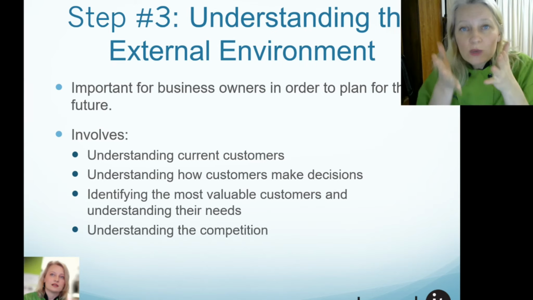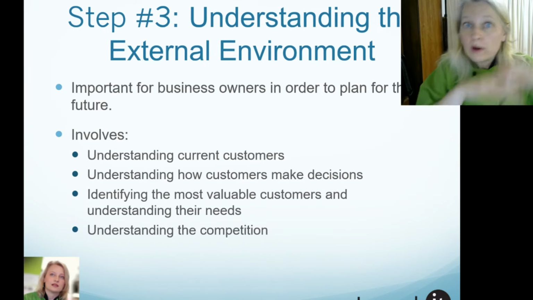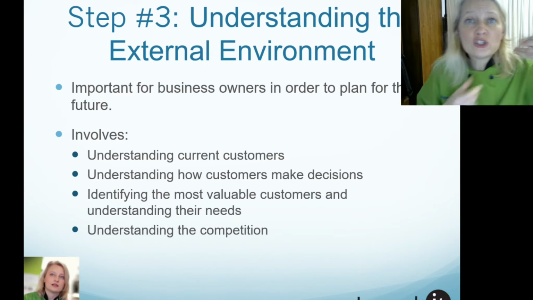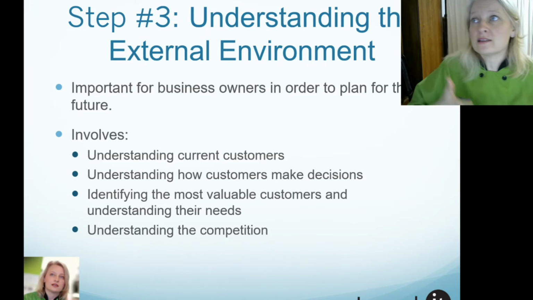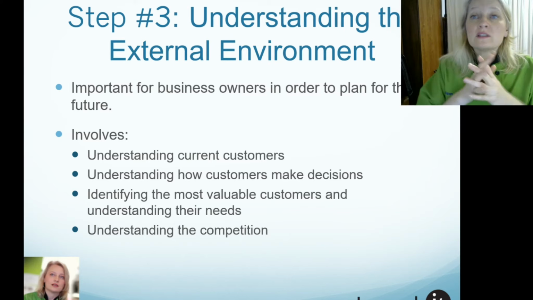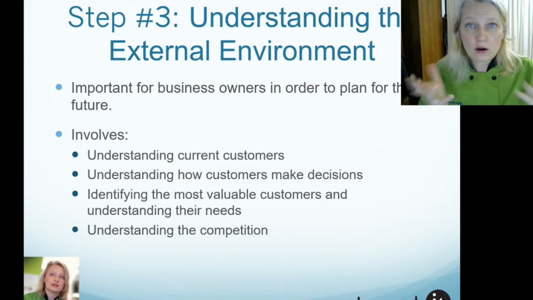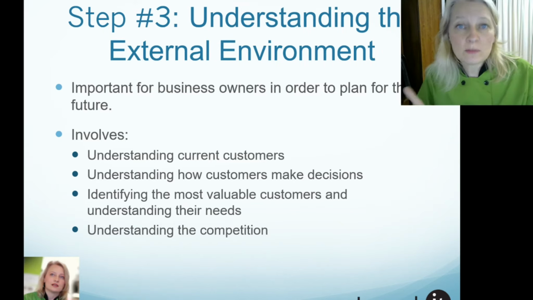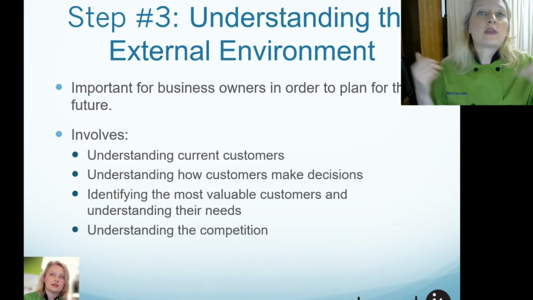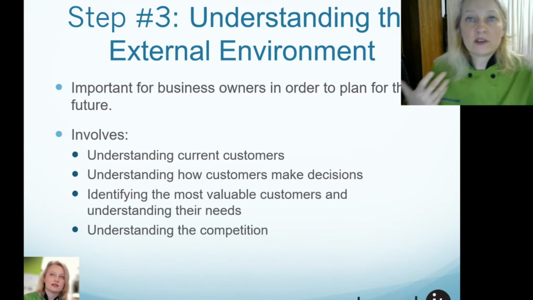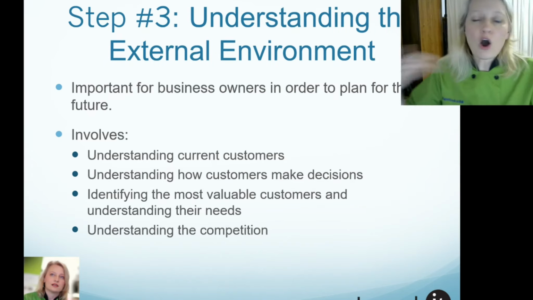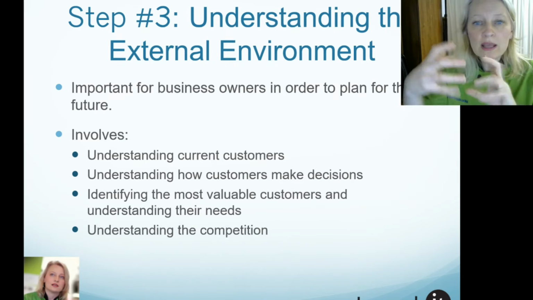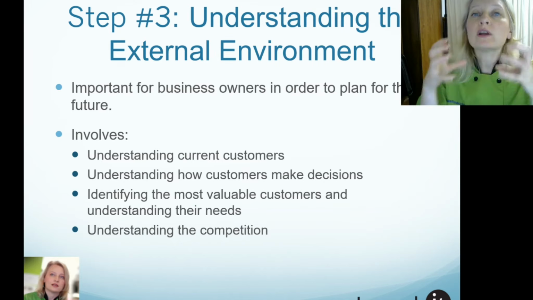Who is your current customer? What is the age range, the gender, the race, the social class, the interest? What are the psychographics that are around their decision making? Are they interested in fitness? Are they interested in health? Are they getting older? Are they interested in keeping their family healthy? All these different things, what is it that makes up your current customer base?